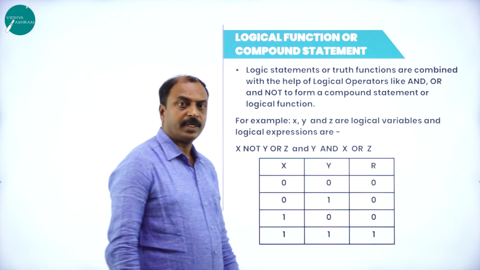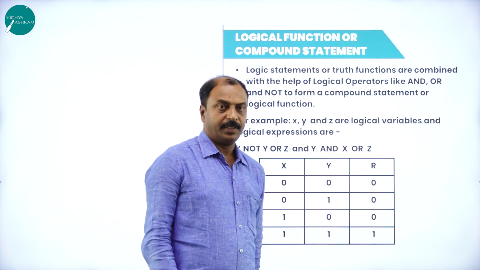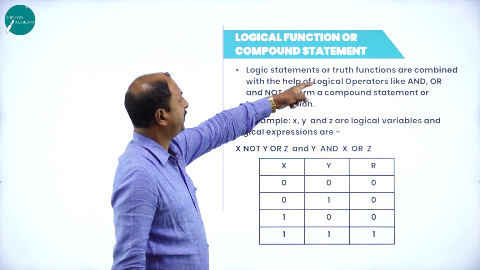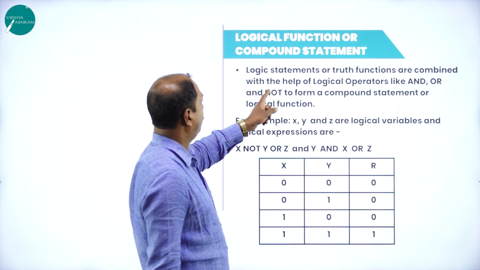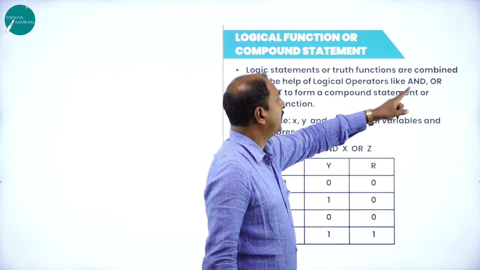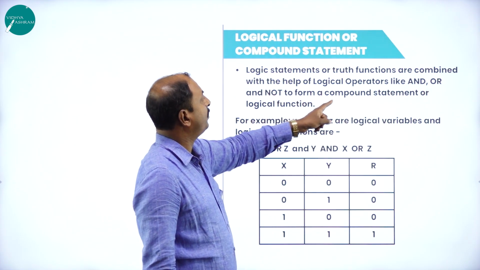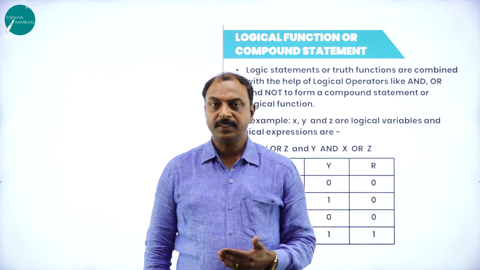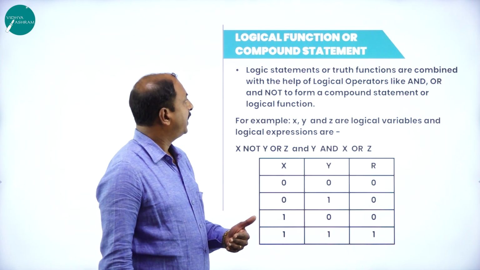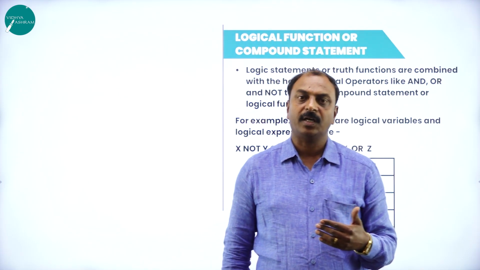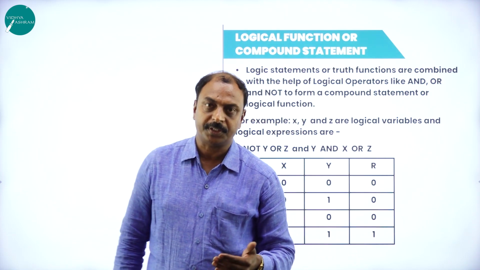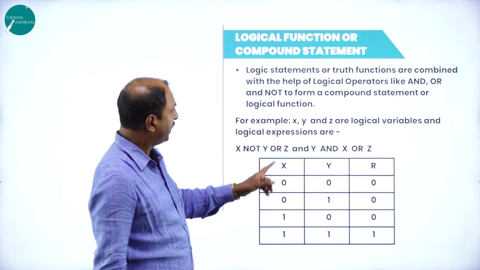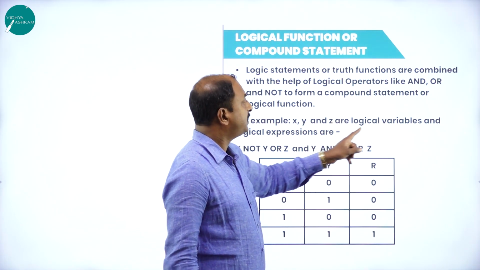Here we are going to learn the definition of a compound statement. What is a compound statement? Look at the definition. Logical statements or truth functions are combined with the help of logical operators like AND, OR, and NOT to form a compound statement or logical function. Now, what are logical statements or truth functions? Here, more than one variables or more than one functions are combined together to form a compound statement. For example, look at this example here. Here, x, y and z are the variables.